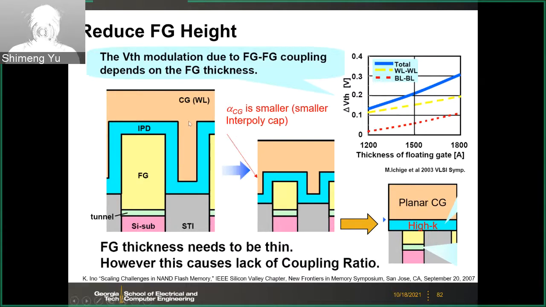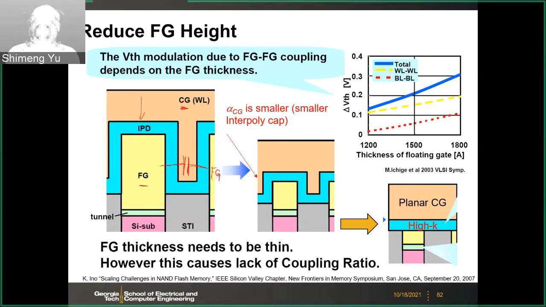If you look at the structure, this is the cross-sectional view of a string. You have floating gate 1 and floating gate 2, then the interpoly dielectric, and then the control gate as your word-line. So the floating gate to floating gate coupling is really through this interpoly dielectric between those two. When you program this one, part of the voltage drops across here.